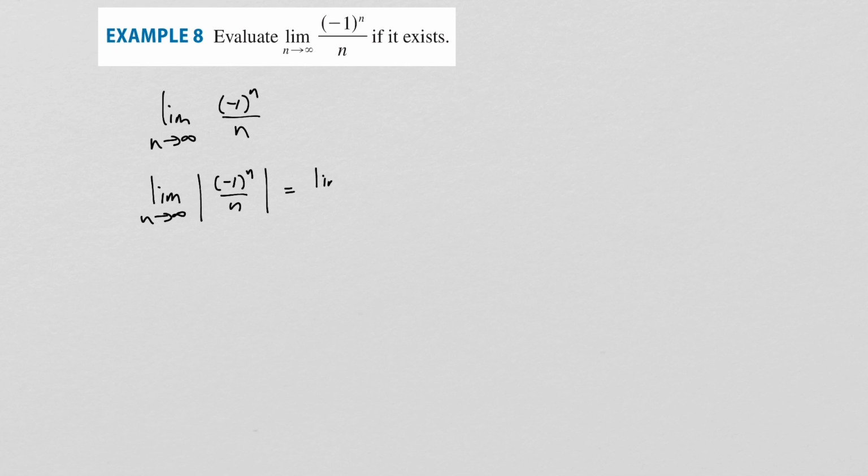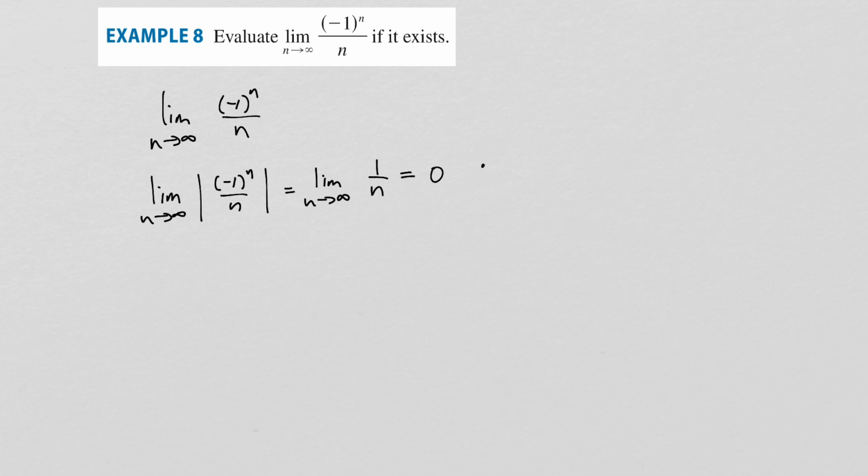Well, this is going to be the limit as n goes to infinity of 1 over n, because the absolute value of -1 to the n is just going to be 1. Because remember, -1 to the n just oscillates between +1 and -1. So the absolute value of that is always going to be 1. And of course, the absolute value of n is n because n is already a positive number. And we know that this is 0.